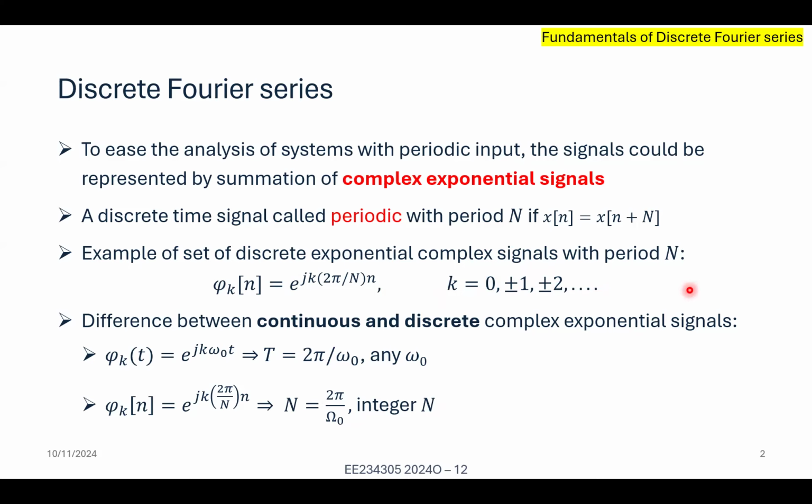The difference between continuous and discrete complex exponential signals is that for continuous signals, the period could be any positive real number, so we can handle that. But for discrete signals, we have to obey the condition that the period has to be an integer. If they are integers, then we have several limitations or differences from the analysis viewpoint.